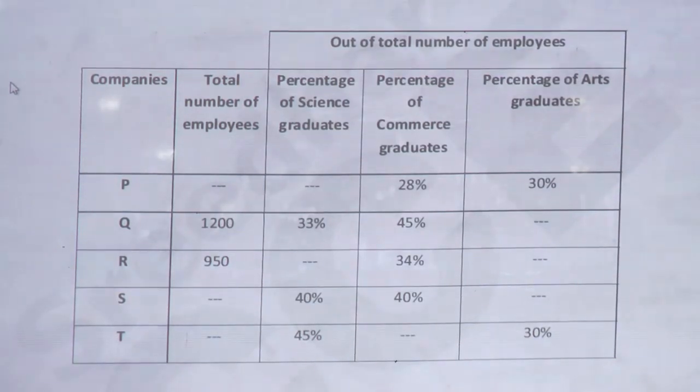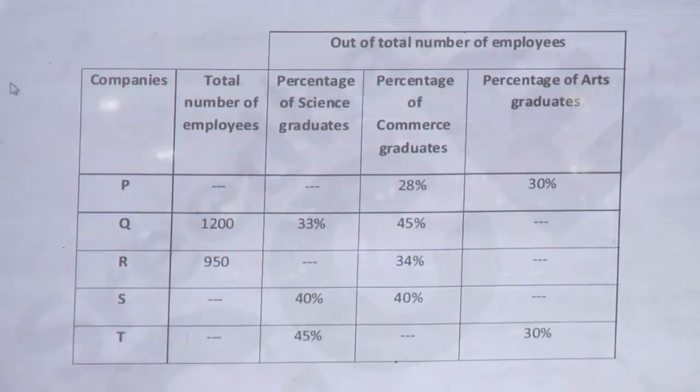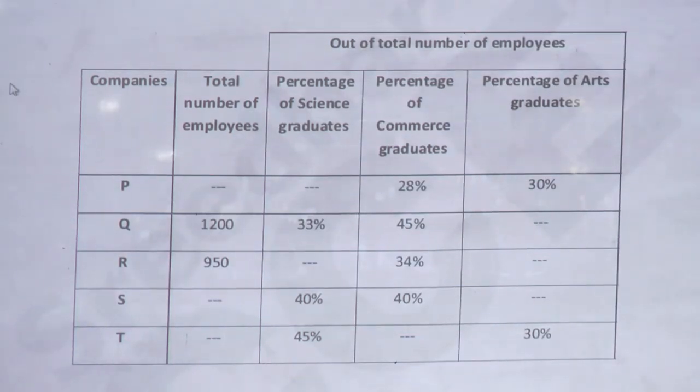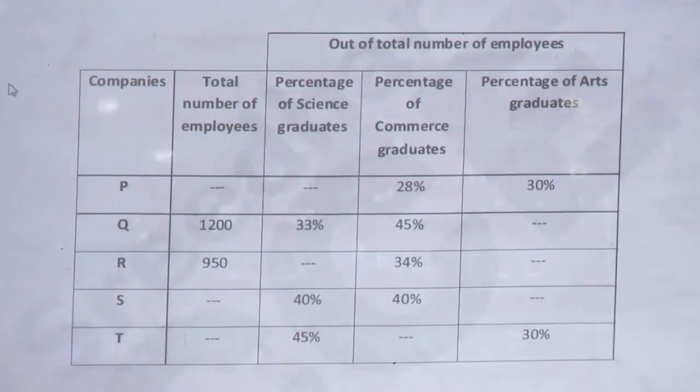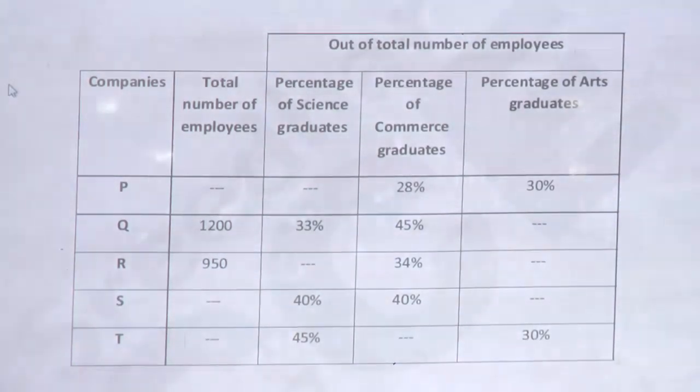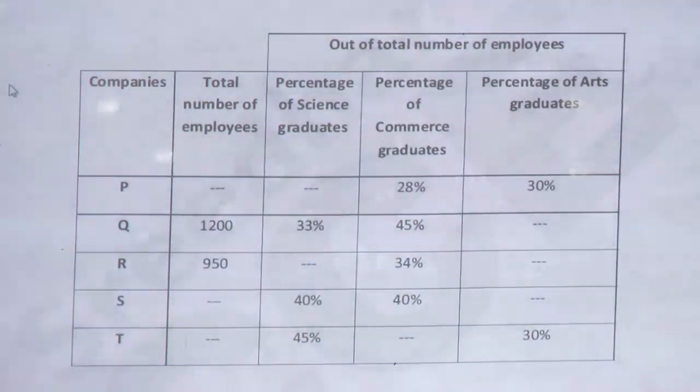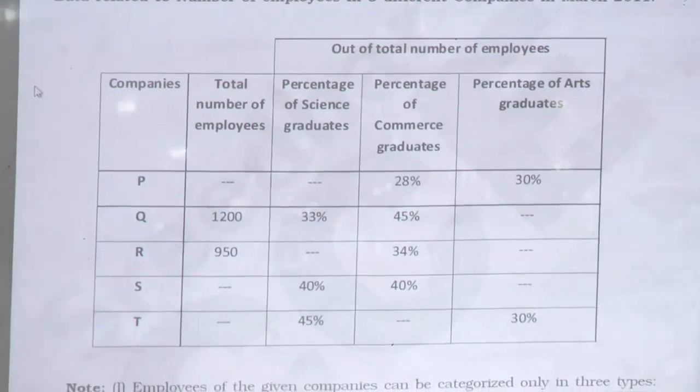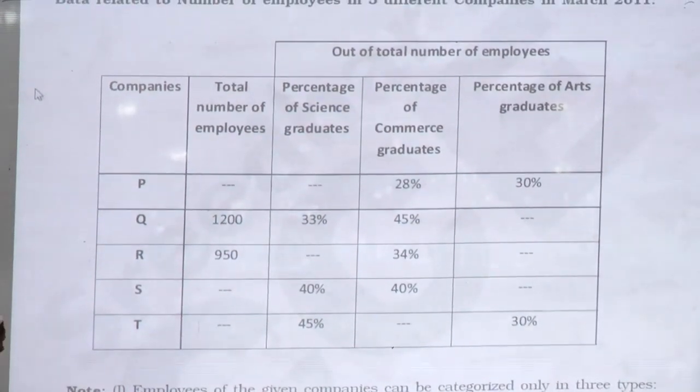Right, total number of employees, percentage given. Science graduates, commerce graduates, and then arts graduates. Total number is given here for 5 companies. Employees in a company can be categorized only in 3 types. Okay, missing values are there. Fine. Question number 51.